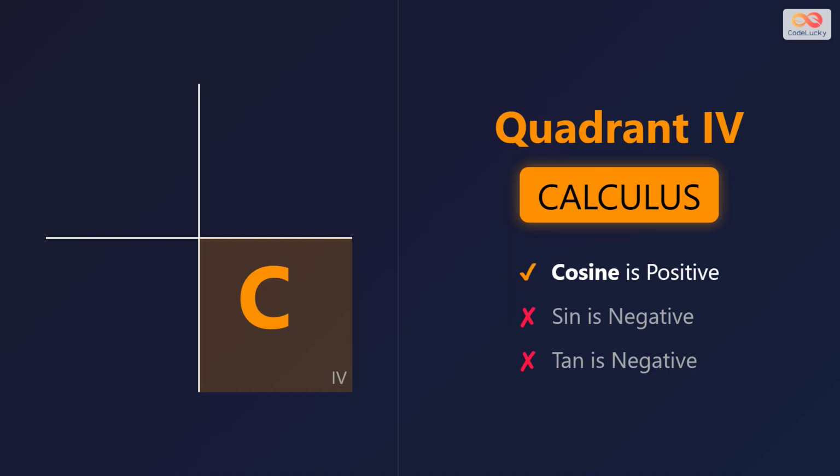Finally, we have Quadrant IV. The word is calculus, starting with a C. This stands for cosine. In the 4th quadrant, cosine is positive, while sine and tangent are negative.